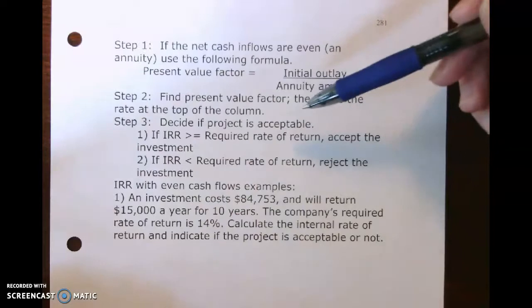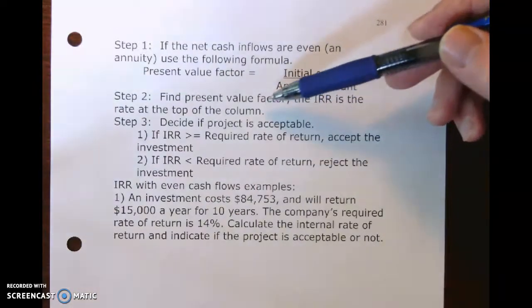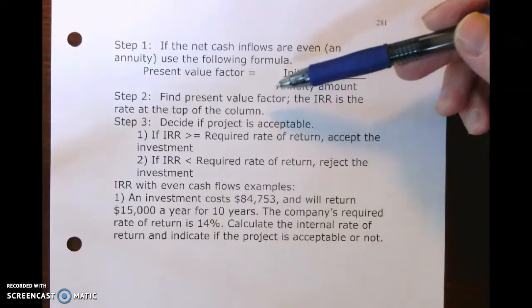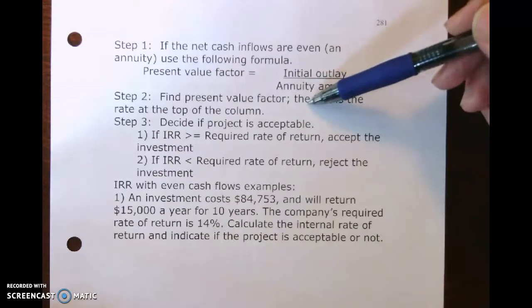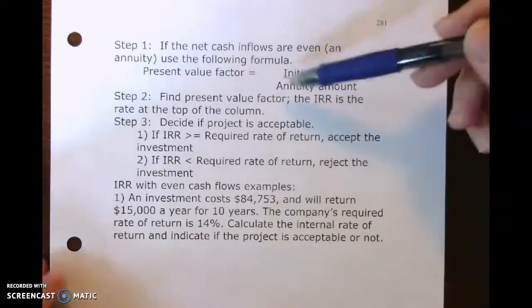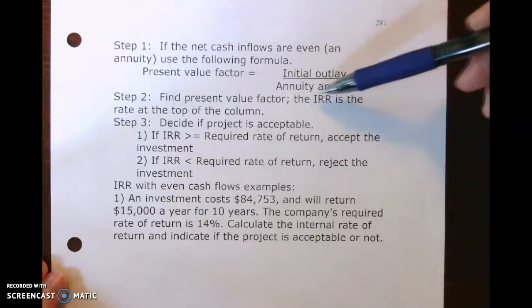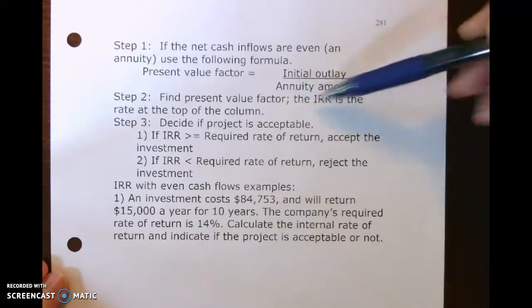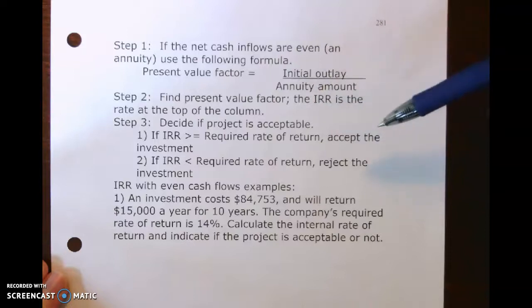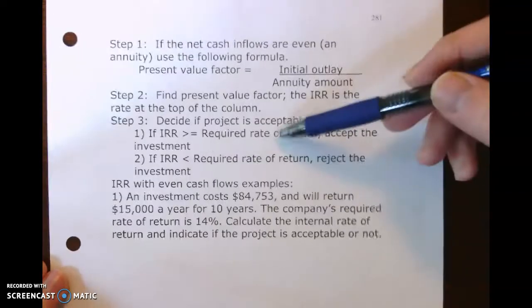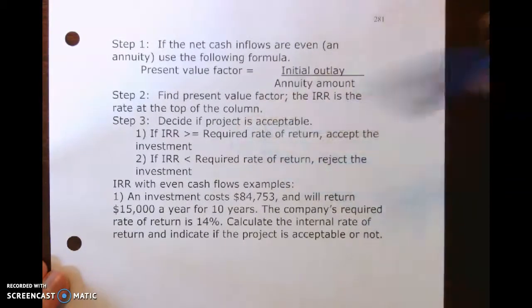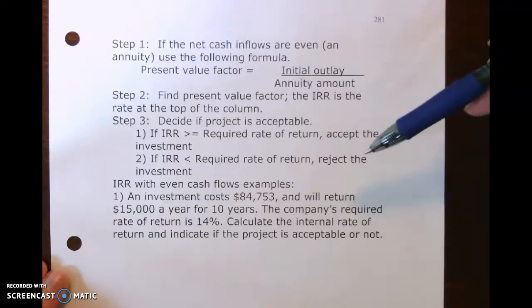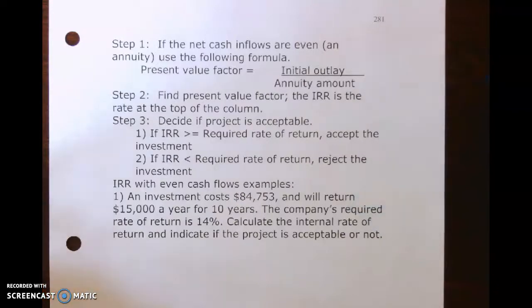Then I can look in my table and find my present value factor. When I find the present value factor, I look at the top of the column where the interest rates are. That interest rate, in the column headers, is the internal rate of return. And as I was saying earlier, if the IRR is greater than or equal to the required rate of return, we should accept the investment. If it's less than the required rate of return, we should reject the investment.